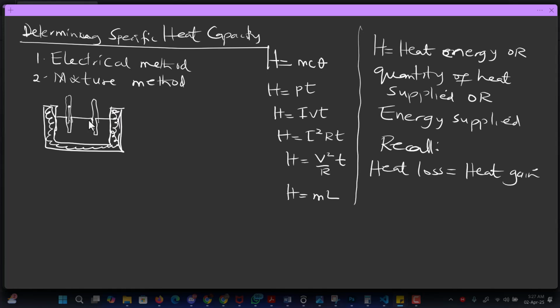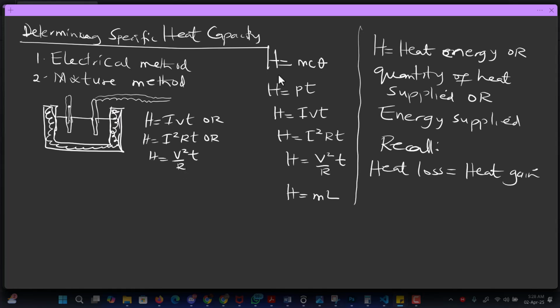Since I'm placing my heater in the second hole, I'm going to connect it to an electric supply or electric source. Now, if I switch on my electricity, electricity will always give one thing: heat supply from this heater. The heat supply must have the formula H equals IVT, where I is the current, V is the voltage, and T is the time, or H equals I squared RT, or H equals V squared over R times T.